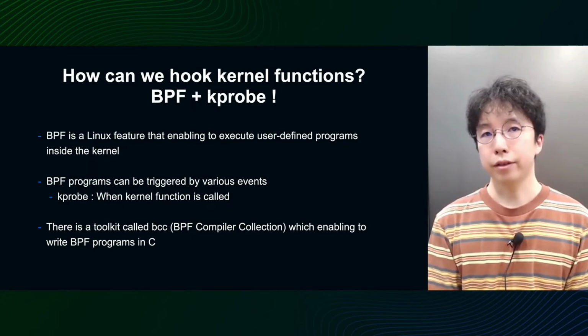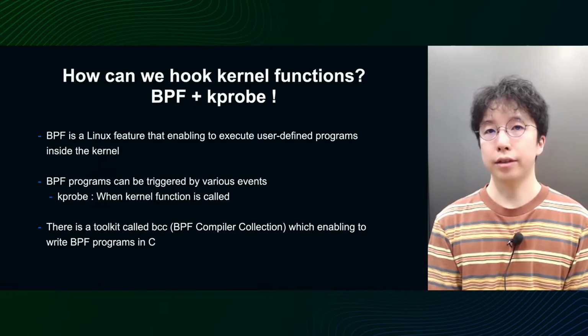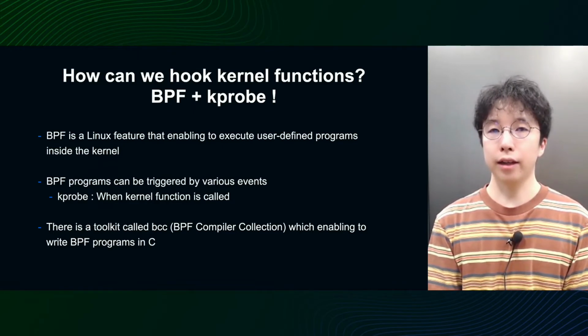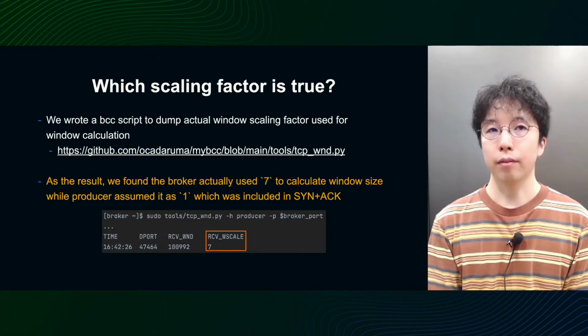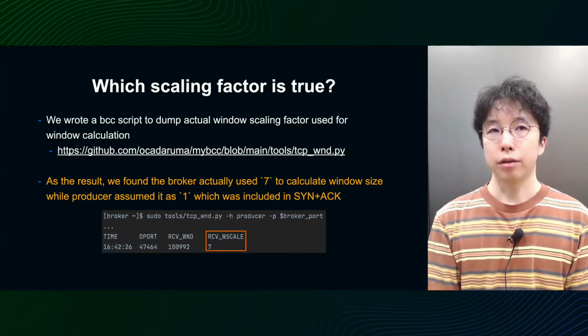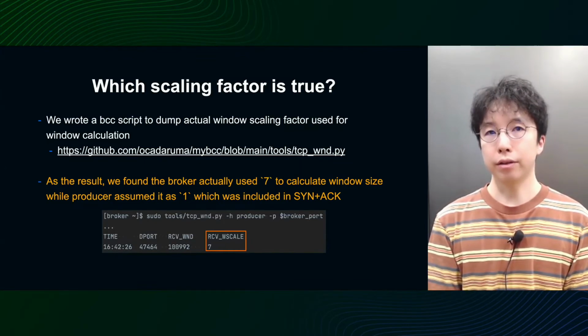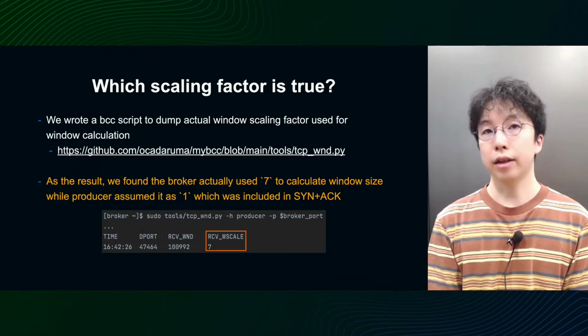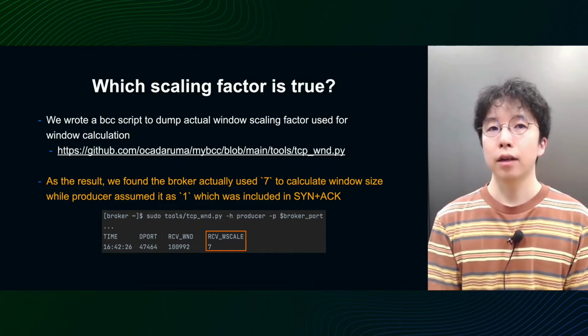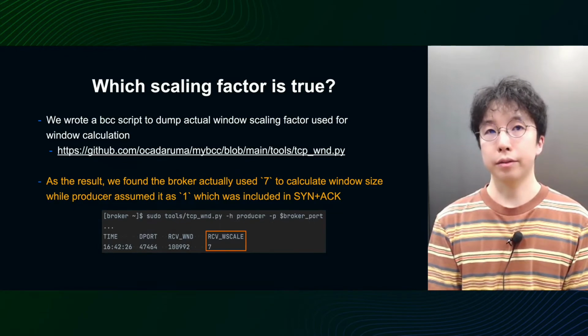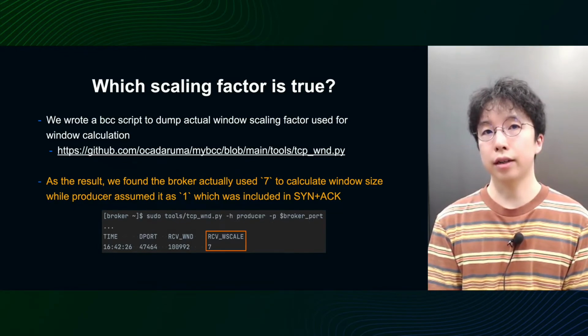In addition, there is a toolkit called BPF Compiler Collection, or the BCC toolkit, which makes it easy to write BPF programs using the C language. Using this BCC, I wrote a simple script to hook the tcp_select_window function and verified it. It turns out that the broker actually calculated the window size using 7 instead of the 1 sent to the producer via SYN+ACK.